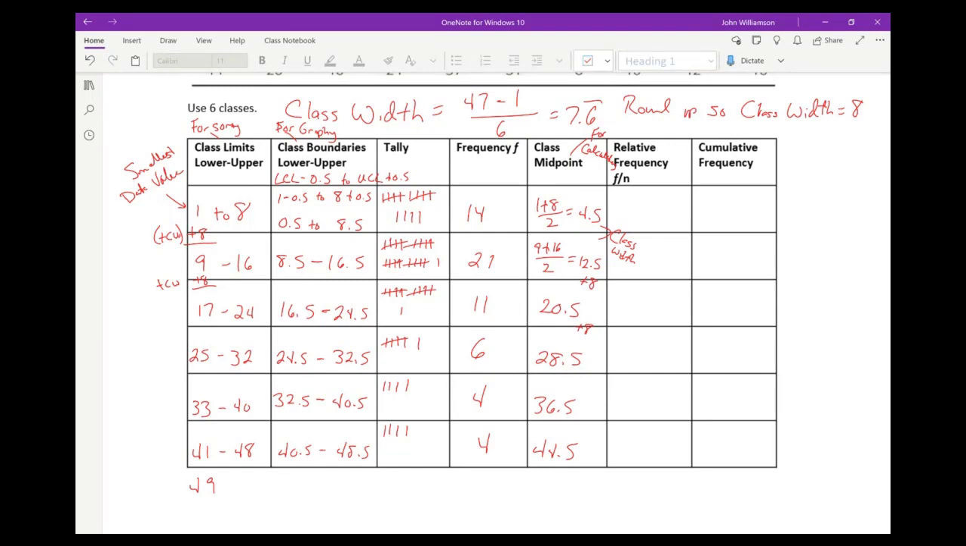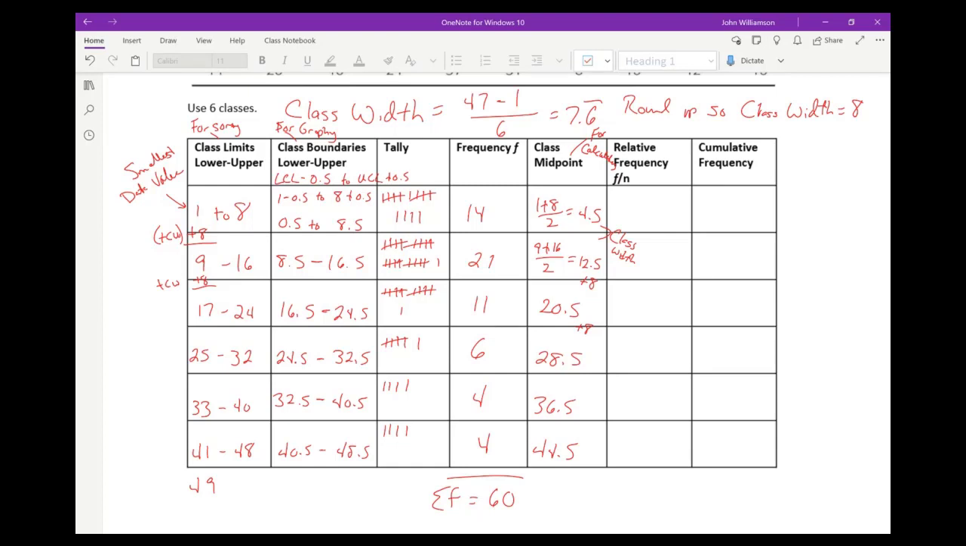So at this point, it's a good point to stop and check yourself. Make sure you didn't miss any data values. So add up all of your frequencies. You're going to see me use this little sigma. It's the capital Greek letter sigma. You're going to see me use that to represent sum. This just basically means the sum of the frequencies. So add up every single frequency. You get 60.